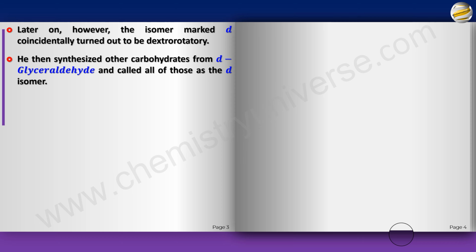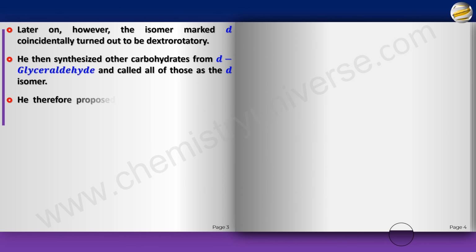Suppose he is able to synthesize a particular carbohydrate from D-glyceraldehyde, let's say D-glucose, after a series of steps. Any form of glucose derived from D-glyceraldehyde will be designated as D-glucose. Anything from D-glyceraldehyde becomes D, anything from L-glyceraldehyde becomes L. So it is this D and L that is actually the relative configuration. It's not an absolute one. He just arbitrarily chose one as D, and because that is D, the other one is L. Relative.